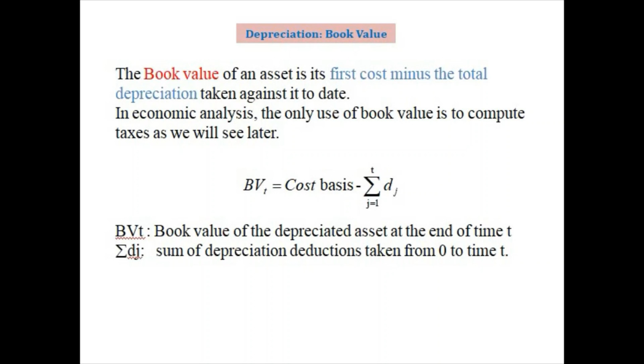So the book value is the cost basis, the original price of the asset, minus accumulated depreciation. How much did I lose of the value of this asset? It is the book value of this year. This is the value of this asset as I will put it in my books for accounting.